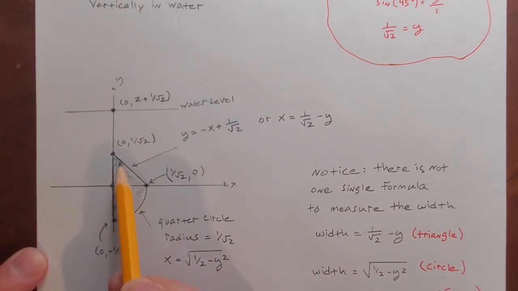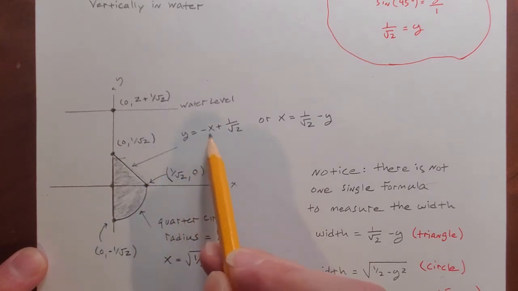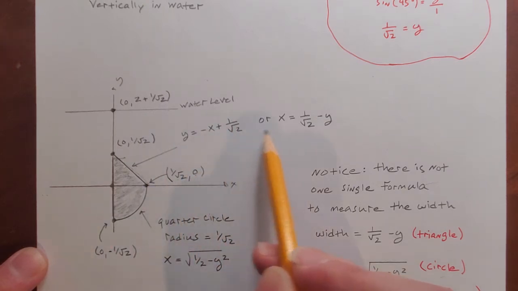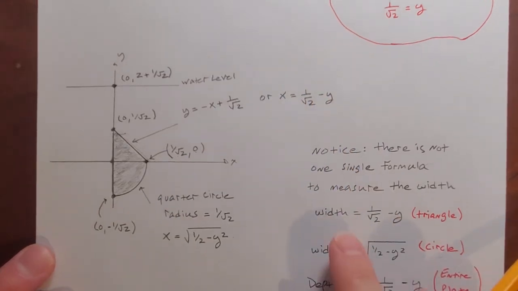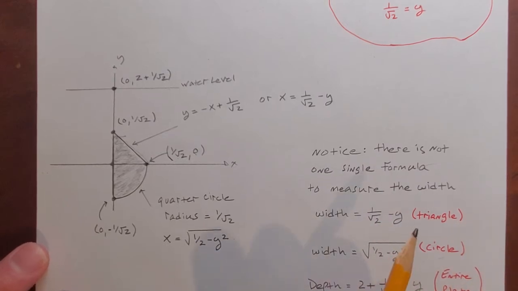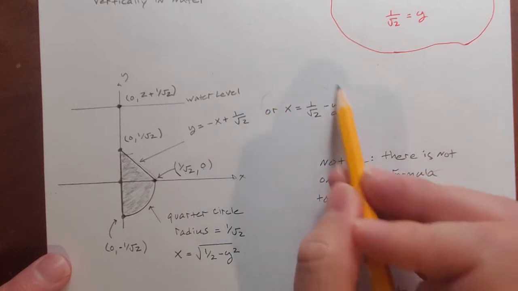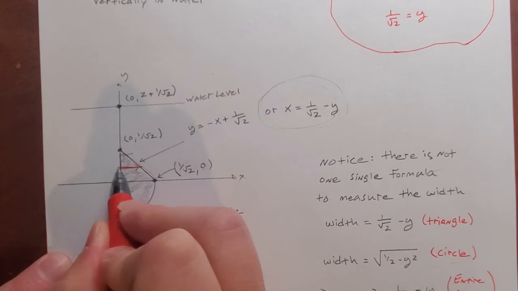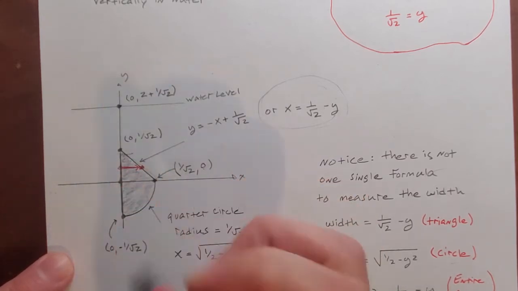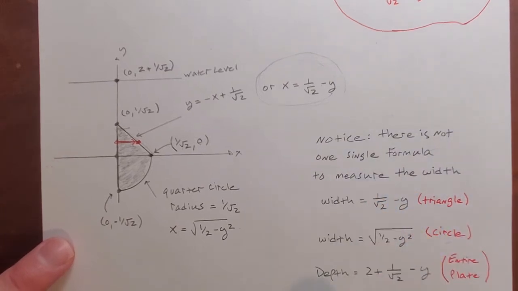Now remember, we need to know the width up and down the y-axis. Well, the equation of the line through these points is y equals negative x plus 1 over root 2. But solving it for x and doubling that gives you the width. Or, sorry, do we need to double that this time? Let's see. Isn't it just that the x-coordinate alone tells you how wide? Oh, yeah, we don't need to double that at all.